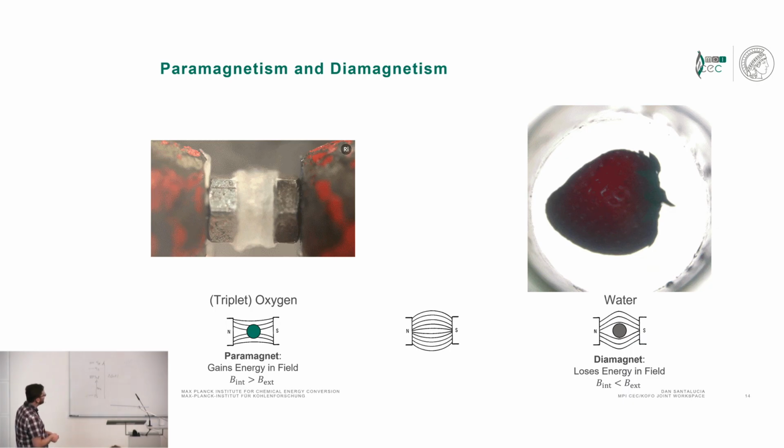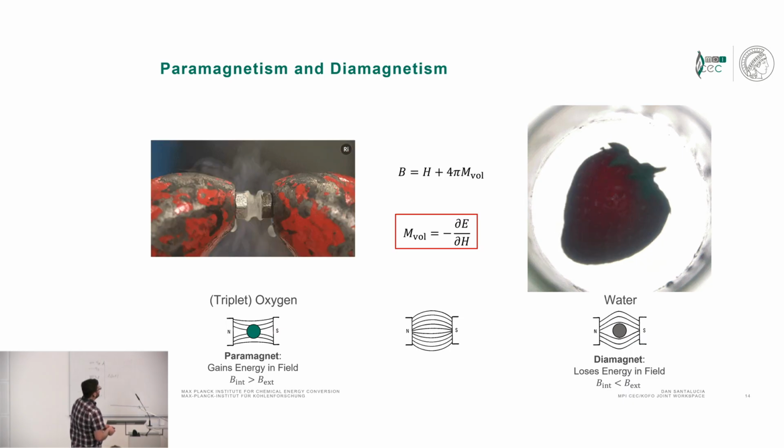A paramagnet is something that ultimately gains energy in a field, and a diamagnet is something that loses energy in a field fundamentally. Okay? I do need to make a quick point, and I'm a bit sloppy about this, as most spectroscopists are. There's a key difference between the so-called B field and the H field, and they're related by this volume magnetization that the sample feels. The good news is that in a vacuum, B and H are more or less considered equivalent, so that's why we're a bit sloppy.